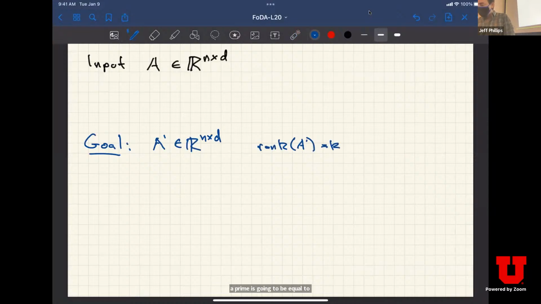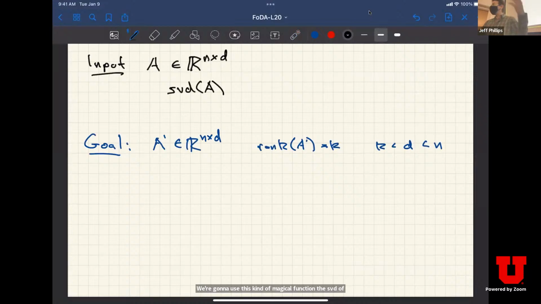And this is interesting when k is less than d, and we'll think of the case when d is less than n. Okay. All right, and towards this we're going to use this kind of magical function, the SVD of A. We're going to see a little bit today how you could go about computing this.